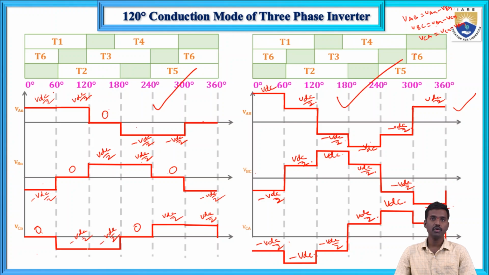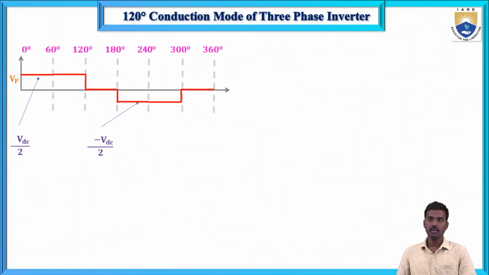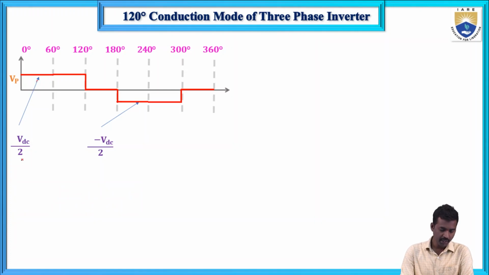From the phase voltage waveform, we can determine the phase RMS value and line RMS value. So now here, this is VDC by 2 and this is minus VDC by 2. So we have seen the phase voltage diagram. From this waveform, we can determine the phase RMS value. How will you determine the RMS value?